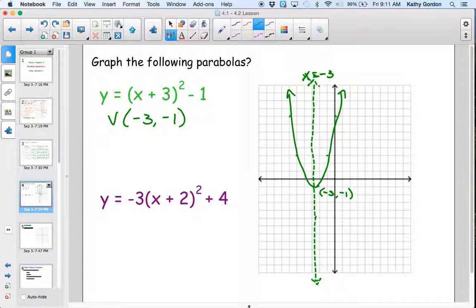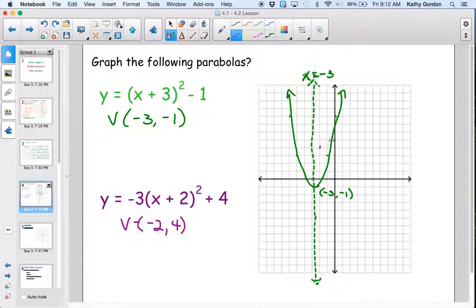How about on this one? What's my vertex going to be for y equals -3(x plus 2) squared plus 4? -2, 4. Okay. So ooh, this is going to get kind of crowded. -2, 1, 2, 3, 4. Right about there. Okay.